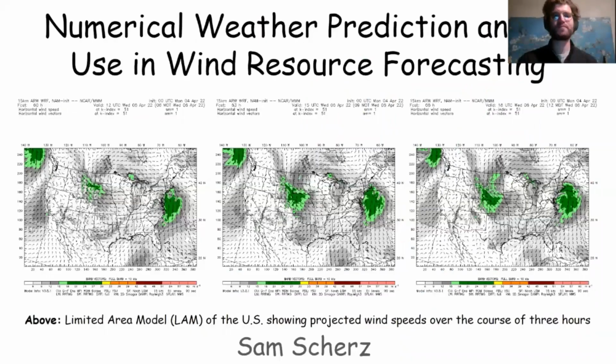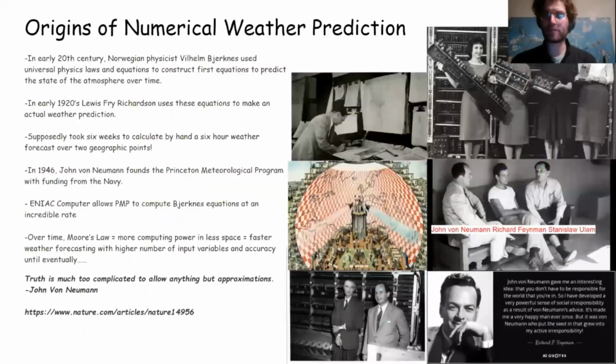So where did NWP come from? Well, in the early 20th century, there's this Norwegian physicist named Wilhelm Bjerknes, and he surmised that you could predict the atmosphere and how it changes with basic physical laws and equations. About 20 years later, Lewis Fry Richardson, this Englishman, decided to try this. He basically tried to make a 6-hour weather prediction over two geographic points in Europe, and it took him about 6 weeks to calculate using Bjerknes' equations. And this was pretty slow.